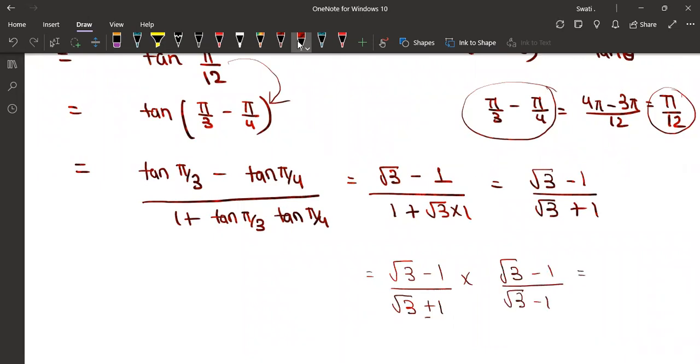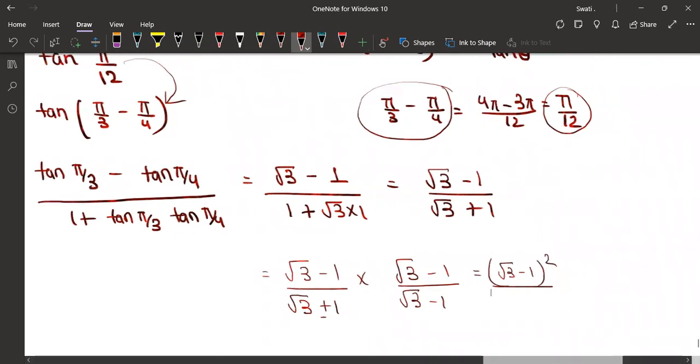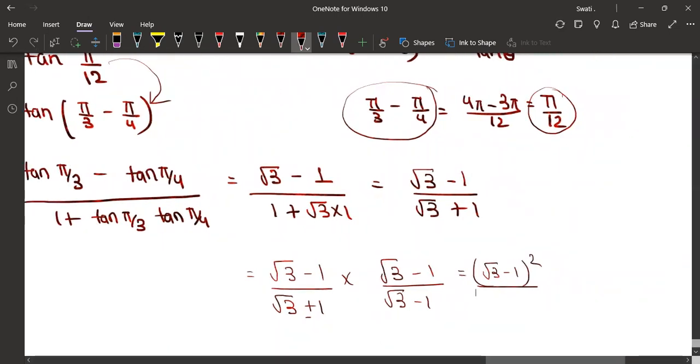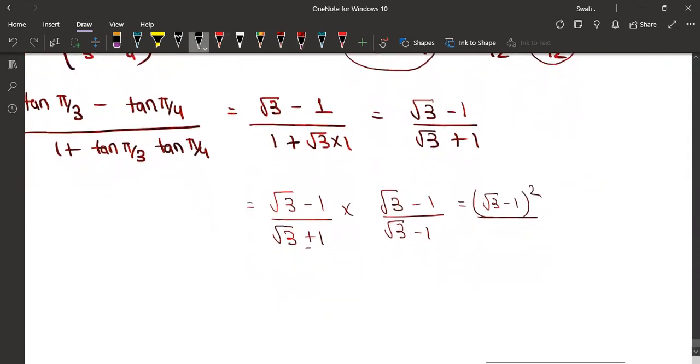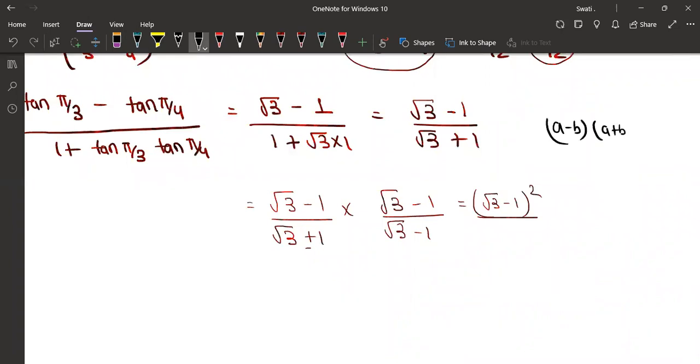Now in the numerator, we have root 3 minus 1 times root 3 minus 1, which is the same as root 3 minus 1 whole square. And in the denominator, we actually have the a plus b into a minus b form. We know that a plus b into a minus b, the formula is a square minus b square, right? So using this formula, it will become root 3 square minus 1 square, which is 2 only.